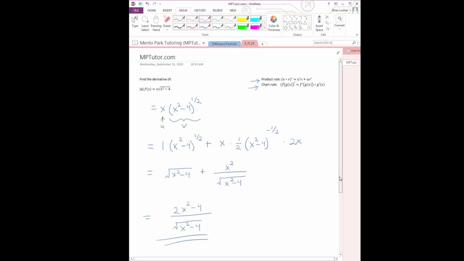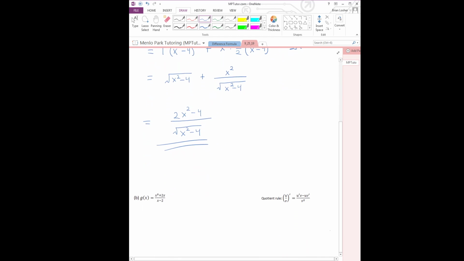But before we go, let's take a look at letter B, because you're going to use a similar methodology here. The only difference is you're going to use the quotient rule. And remember, in the quotient rule, your numerator is u and your denominator is v.